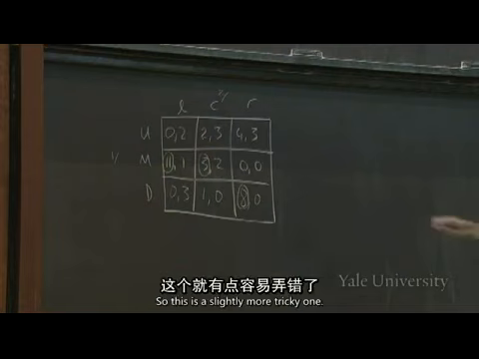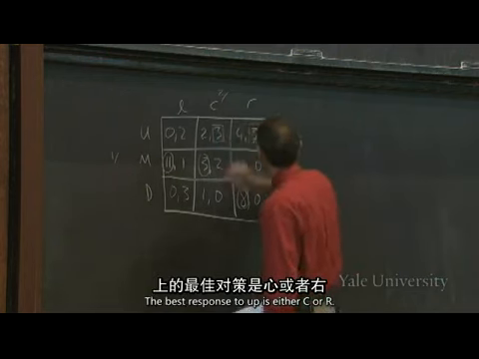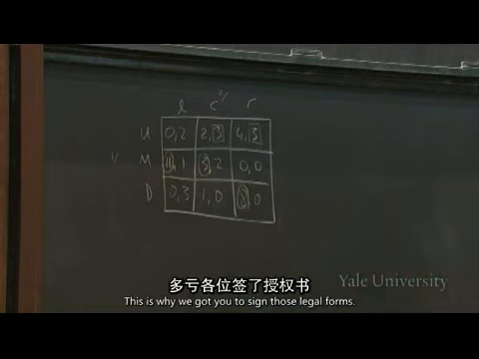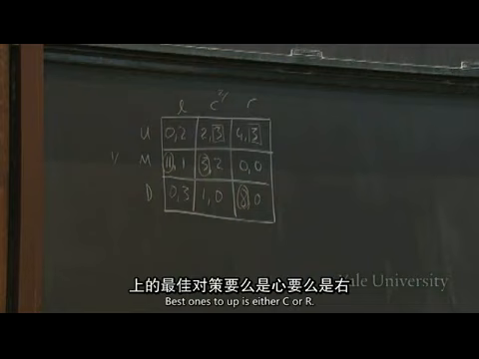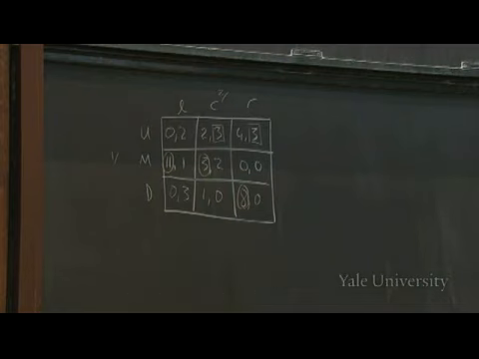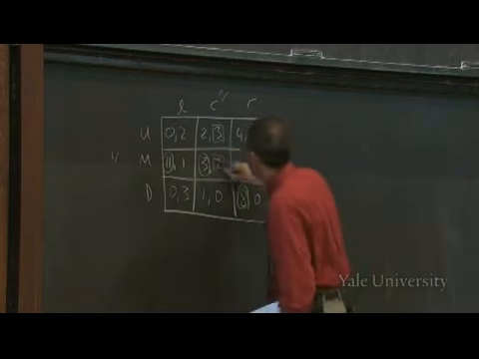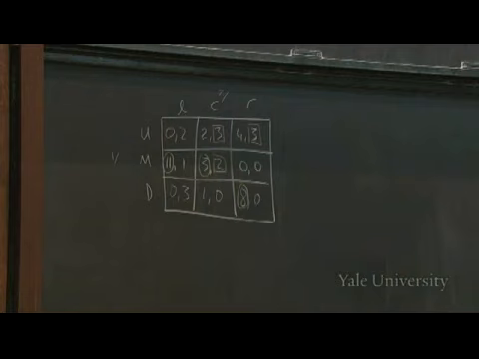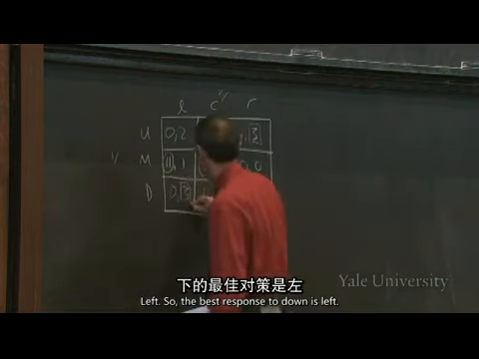So this is a slightly more tricky one, right? The best response to up is either C or R. This is why we got you to sign those legal forms, right? Okay. Best response to up is either C or R. The best response to middle, yeah, madam? Center. Is center, thank you. And the best response to down? Left. All right, so the best response to down is left.